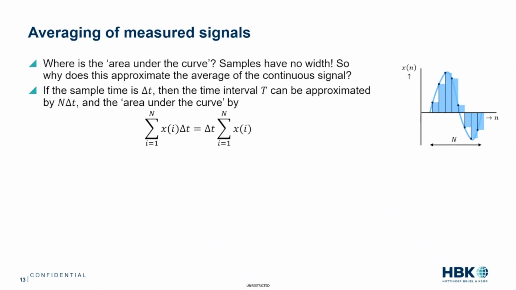So the area under the curve can be approximated by multiplying every sample value that I have by the sample time. And since the delta t does not depend on i, I can take it out of the summation. So the area under the curve is approximated by the sum of the samples times the time between the samples. That is how you can approximate the area under the curve.